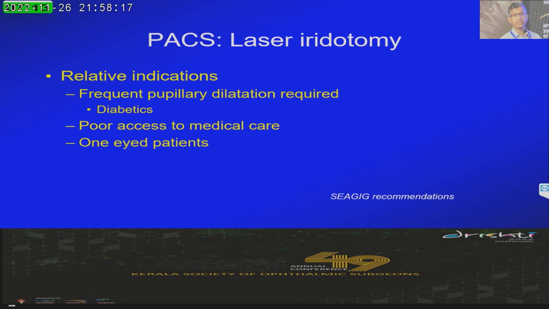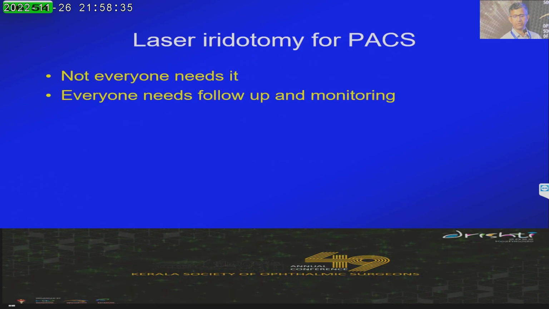The relative indications are somebody who requires repeated pupillary dilatations, and this is with a huge number of diabetics. They form actually the single largest cohort of PACS that you do a YAG-PI for. People with poor access to care, somebody in a remote village somewhere who may never come back, yes. One-eyed patients are again a relative indication for me to do an iridotomy for them.